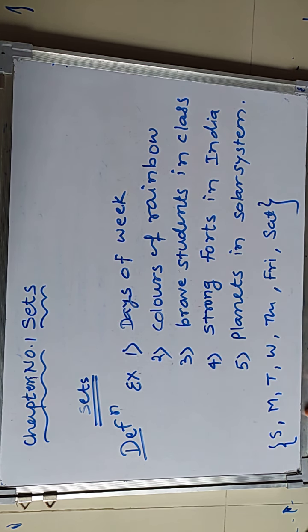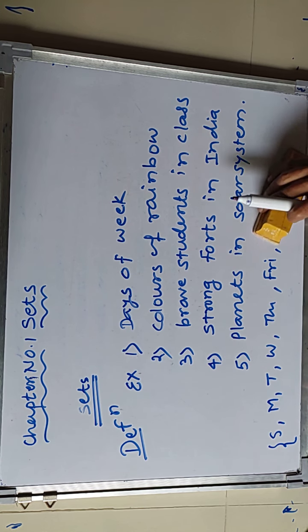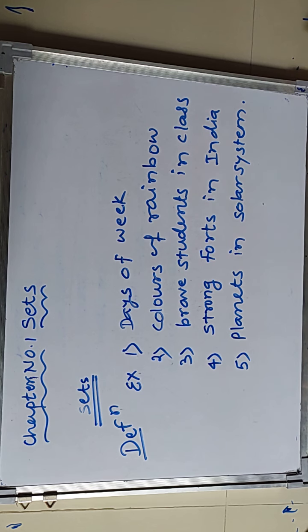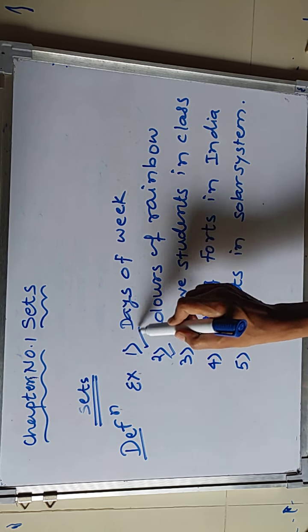Now, colors of the rainbow. You know the colors of the rainbow. Which are the colors there? You know the colors of the rainbow there. Then it is also a set.